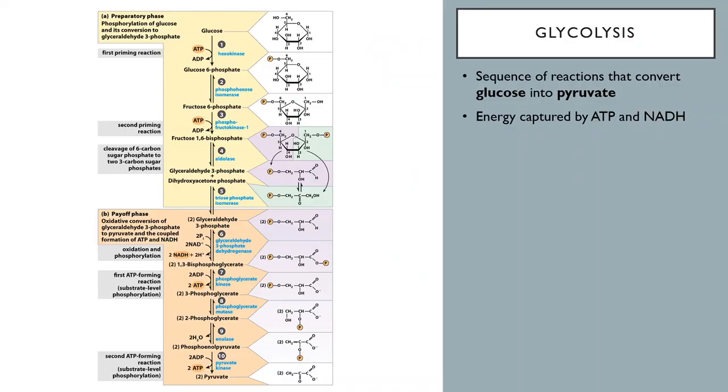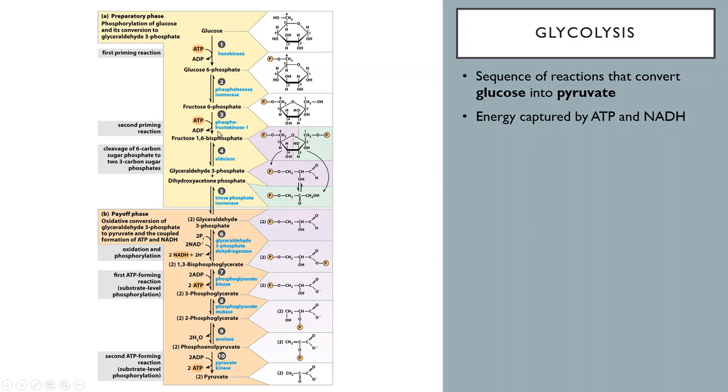So the goal of glycolysis is to break glucose, which is a 6-carbon sugar, so it's a hexose, into 2 3-carbon molecules of pyruvate, and some energy is captured in this process by making ATP from ADP, and by making molecules of NADH, which we'll talk about what that is later. But that's an example of an electron carrier.